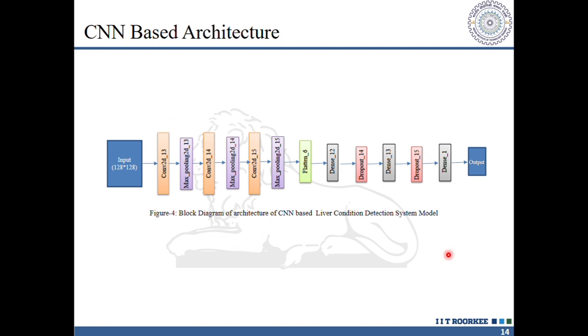This is the block diagram of the architecture of the CNN-based liver condition detection system model. This model consists of convolution layers, max pooling layers, flatten layers, dense layers, dropout layers and a softmax output layer.